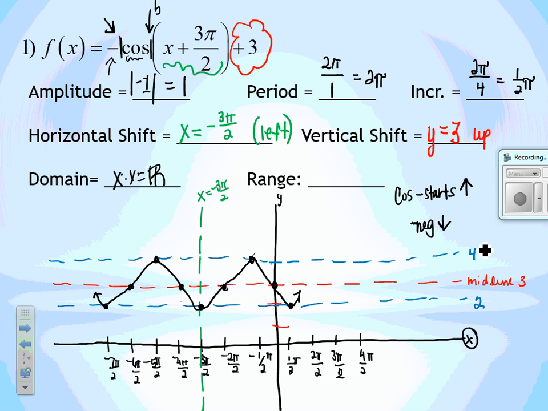And my range is always my blue because that's my amplitude telling me to go up 1 from the midline, go down 1 from the midline. It would be 2 is less than or equal to y, which is less than or equal to 4. Okay, that's one example with all the transformations and colors.